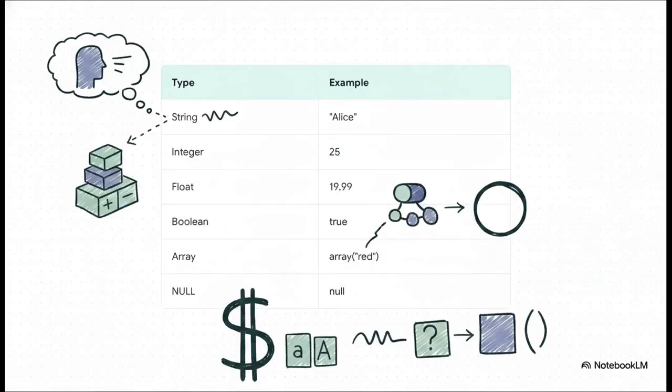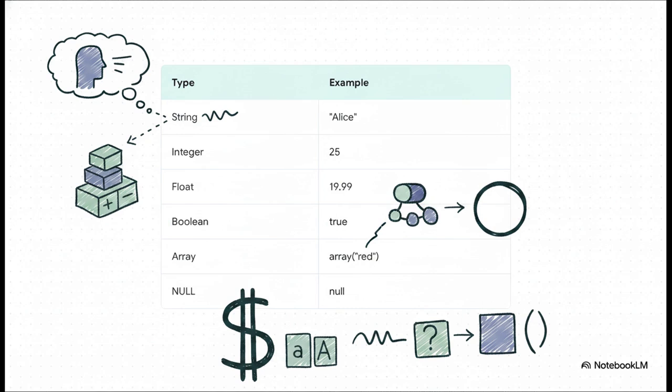Moving right along to phase 3, raw materials, variables, and data. Now that we have our workbench, we need our raw materials. In coding, our raw materials are data, and the little boxes we use to store and categorize that data are called variables. PHP handles a few distinct types of data. We use strings for text, integers and floats for math, booleans for logic, arrays for lists, and null for intentional emptiness.